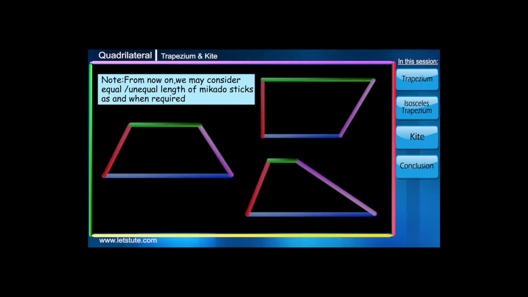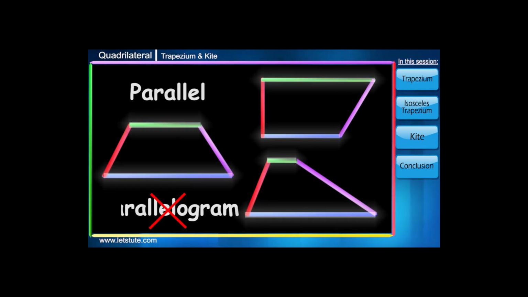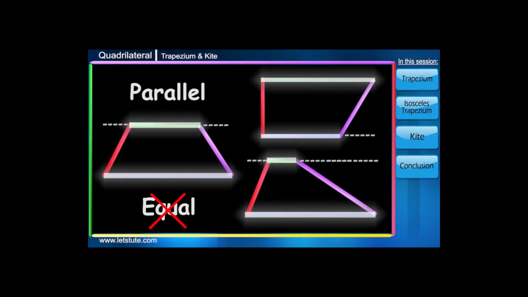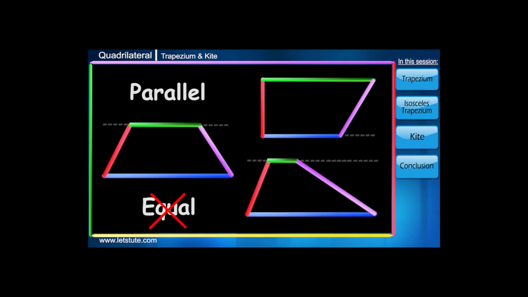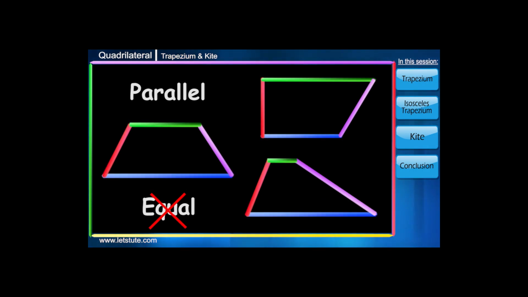Now, on throwing these Mikado sticks, we see that they got arranged in some random shapes, which look like a quadrilateral, but not a parallelogram. The reason for them not being a parallelogram is that, although one pair of opposite sides is parallel, they are not equal in length, which restricts the other pair of opposite sides from being parallel. Friends, do not get confused between parallel sides and equal sides, okay?